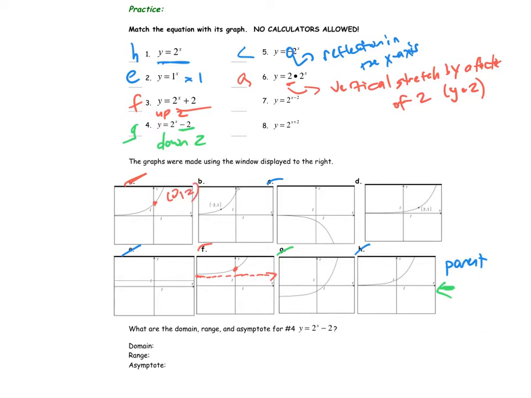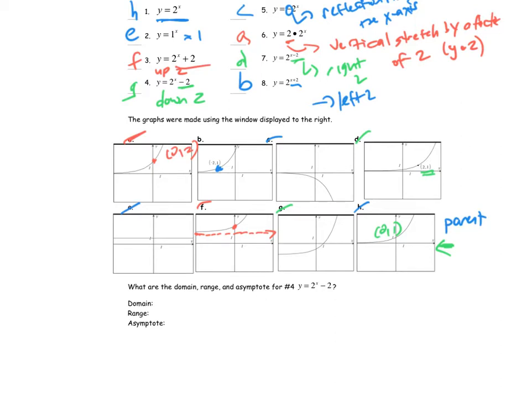The next one, when we've got 2 to the x minus 2, this is going right 2. So if our original parent function went through 0, 1, if it's going right 2, it should be going through 2, 1. So number 7 is D. And number 8, when we have x plus 2 in the exponent, this is going left 2. So the parent function went through 0, 1. This one should be going through negative 2, 1. So this is B.